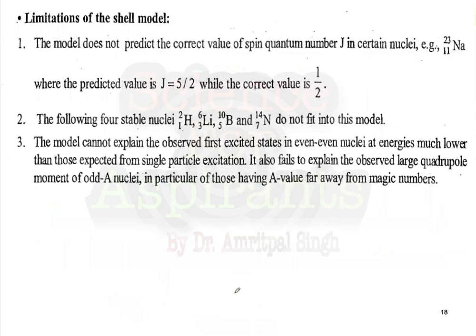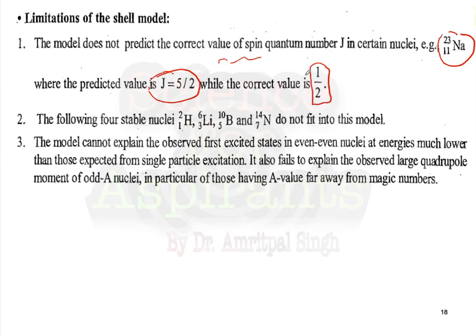Some of the limitations of the shell model: the shell model does not correctly tell us about the ground state spin. There are some exceptions. For example, the shell model did not correctly explain the nuclear spin of sodium-23. If you find the ground state spin and parity according to the shell model, its predicted value is J = 5/2, but experimentally they have found that its correct value is 3/2.